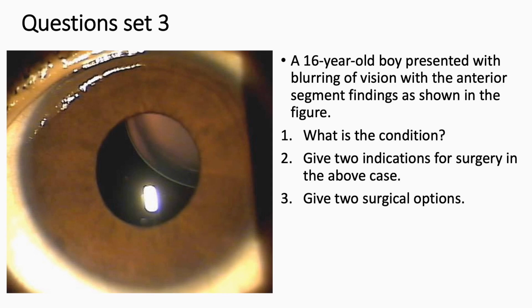This is the third case, in which a 16-year-old boy complained of blurring of vision. Look at this anterior segment photo. Can you see the edge of the lens visible through the dilated pupil? The lens is subluxated and displaced superotemporally, but it is still supported. The questions are: what is this condition? Name two indications for surgery. Give two surgical options. Now let's build our conceptual understanding with some diagrams.